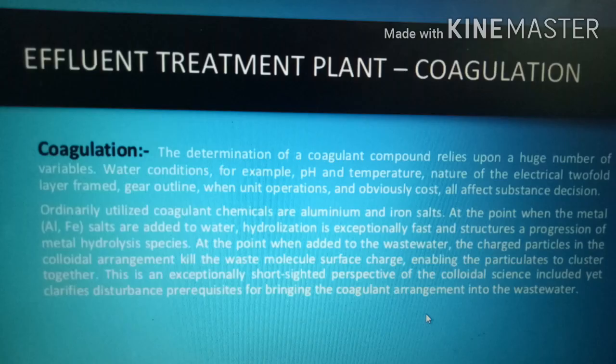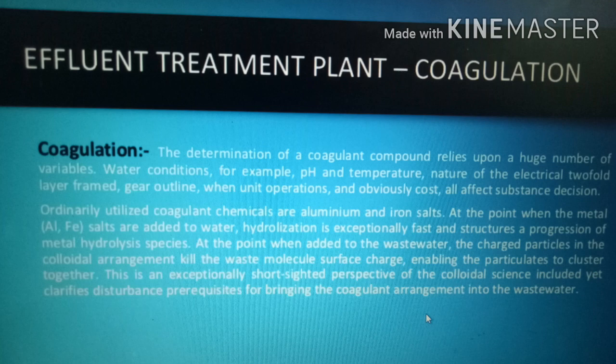And next, coagulation. The determination of a coagulant compound relies upon a huge number of variables: water conditions such as pH and temperature, the nature of the electrical double layer formed, equipment design and unit operations, and of course cost, all affect the chemical decision. Commonly used coagulant chemicals are aluminum and iron salts.